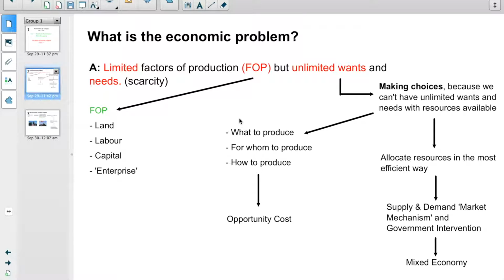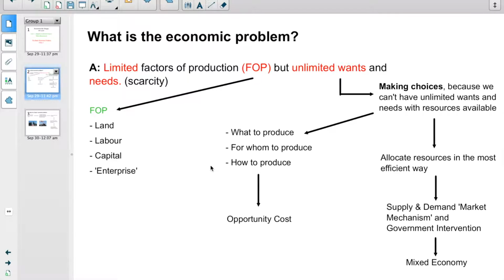And the reason why we have to make choices is because we can't have unlimited wants and needs because the resources available are finite. Now, when we make choices, we have to consider three things. We have to consider what to produce, for whom to produce, and how to produce it. So, for example, let's say we have to consider producing shoes or socks. We have to consider which one we are going to produce, who we are going to produce it for, and then lastly how we are going to produce it.